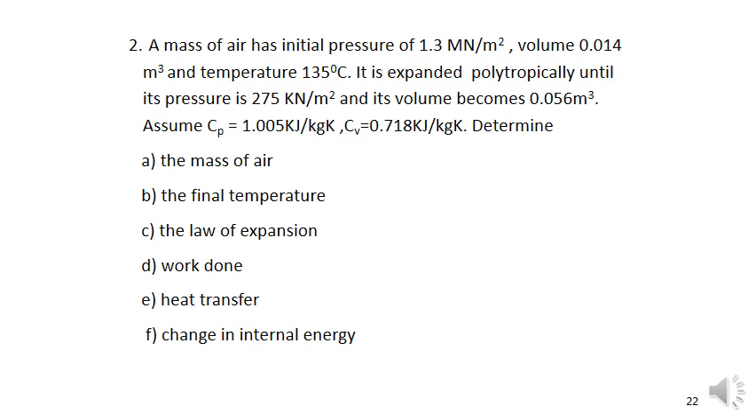A mass of air has an initial pressure of 1.3 meganewton per meter square, volume 0.014 meter cube, and temperature 135 degrees centigrade. It is expanded polytropically until its pressure is 275 kilonewton per meter square and the volume becomes 0.056 meter cube. Assume the Cp value and Cv value.